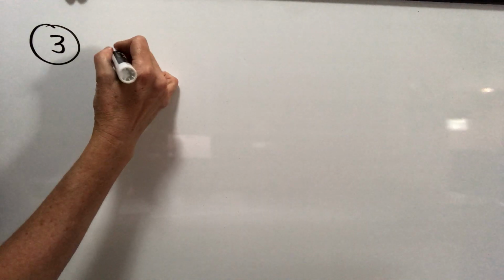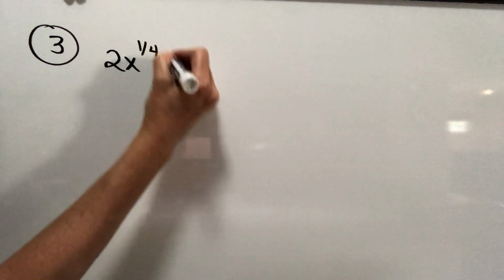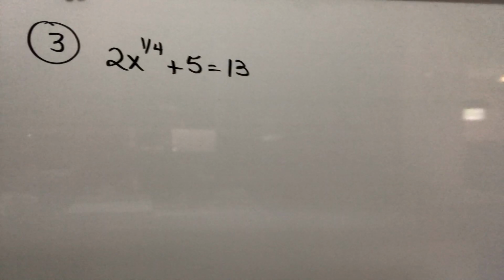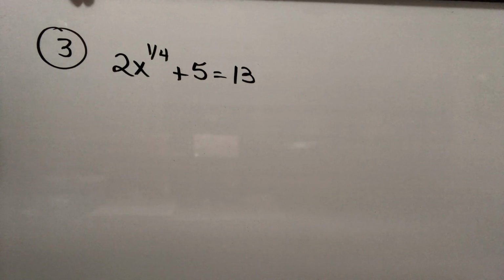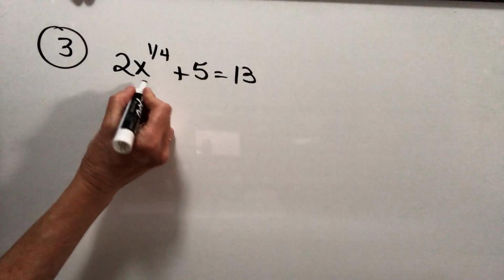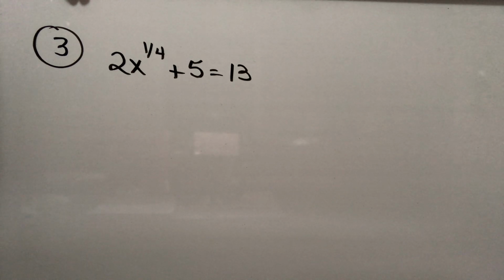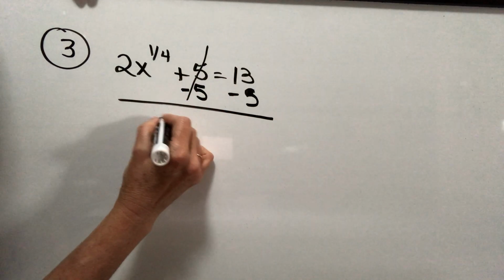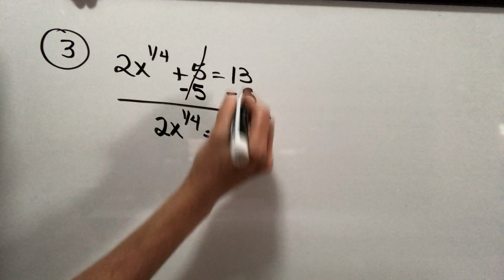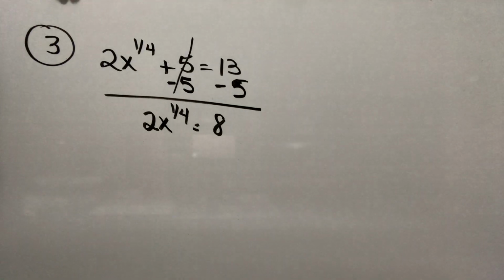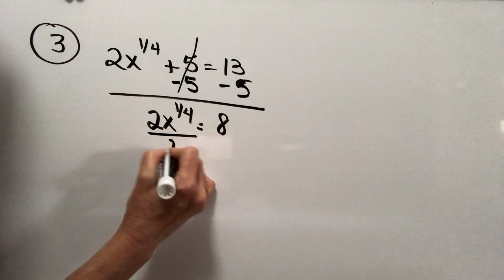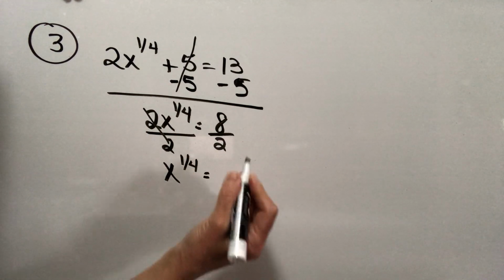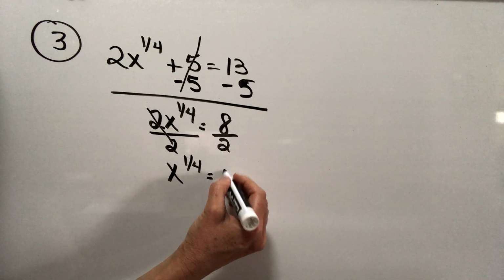Okay, so number 3, we have 2x to the 1/4 power plus 5 equals 13. So we're going to have to do a little bit of rearranging because we want the x to the 1/4 power to be by itself. So I am going to subtract 5 first. That will get rid of the 5, so it'll be 2x to the 1/4 power. 13 minus 5 would be 8. I also want to eliminate the 2, so I'm going to divide by 2, which will eliminate those. And I'll have x to the 1/4 power equals 8 divided by 2, which is 4.